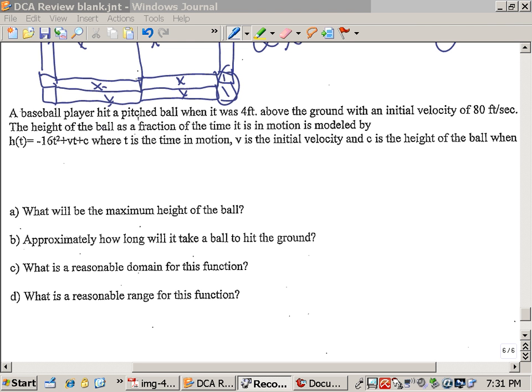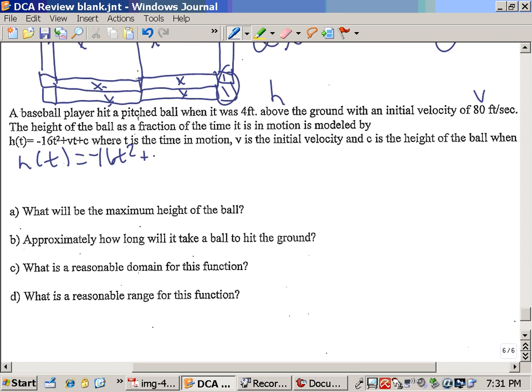Okay, for number 25, this is a very important problem. We have a baseball player hit a pitched ball when it was 4 feet above the ground. That is going to be my initial height, or h. Initial velocity is 80. That's going to be my v. And so my formula is h of t equals negative 16t squared plus 80t plus 4, which is the height of the ball when it was hit.